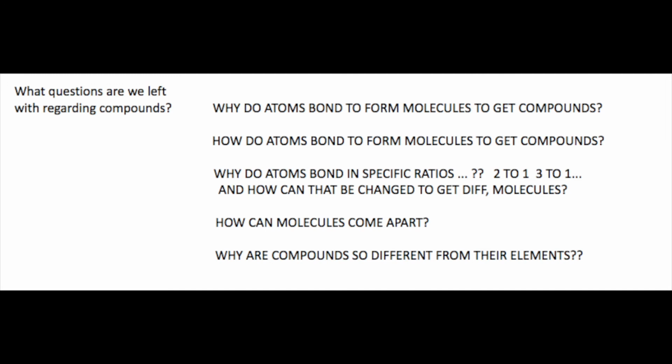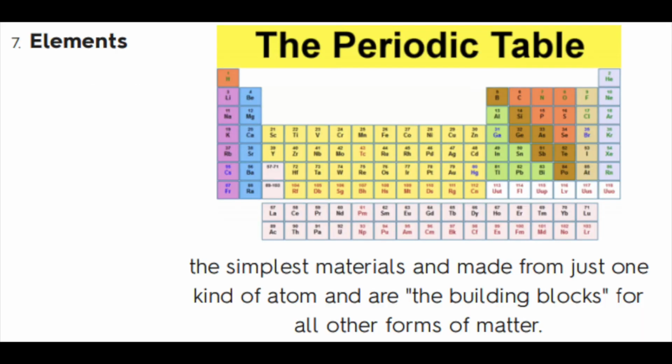So what questions are we left with regarding compounds? Let's just say them again. Why do atoms bond to form molecules to get compounds? How do atoms bond to form molecules to get compounds? Why do atoms bond in these specific ratios like H2O, two hydrogen atoms, one oxygen atom? And how can that be changed to get different molecules? How can molecules come apart? And why are compounds so different from their elements?